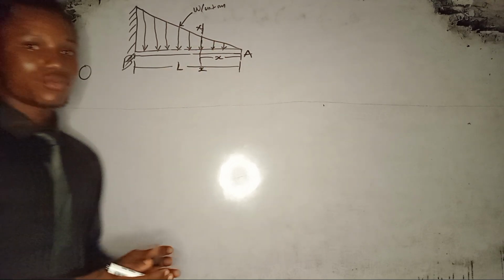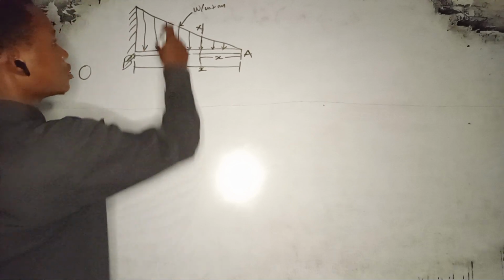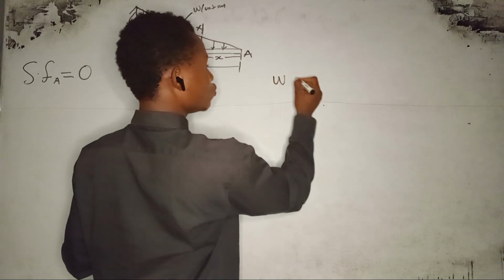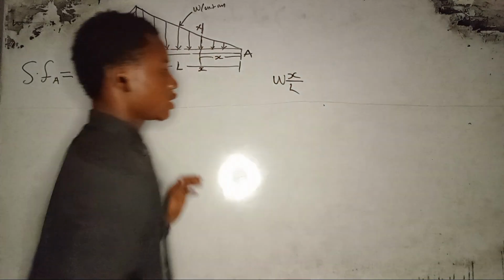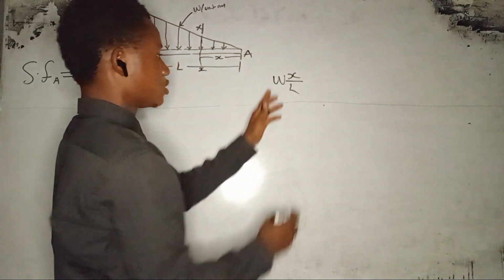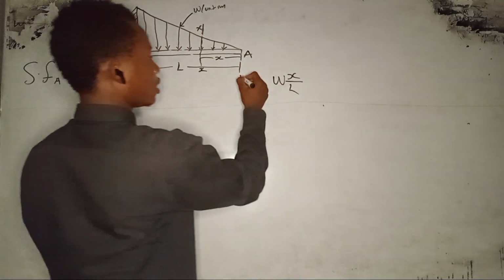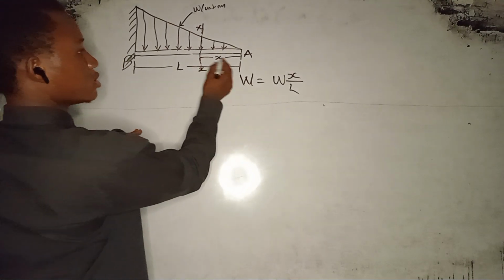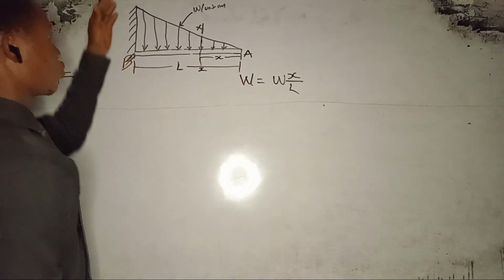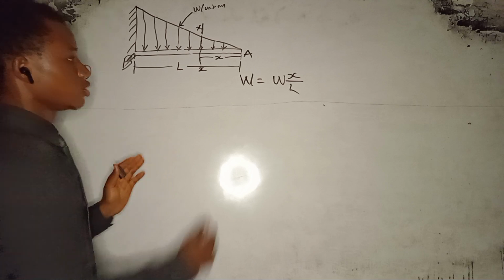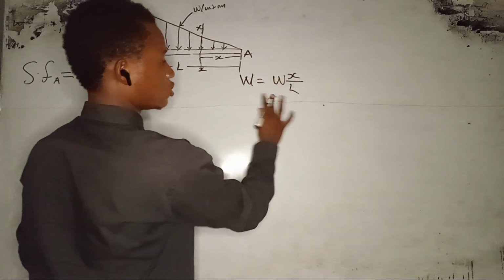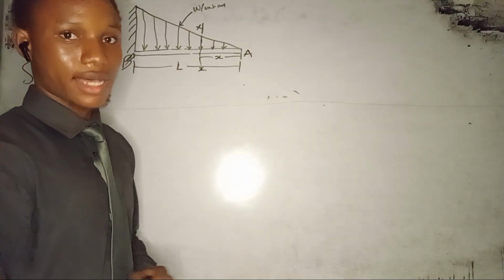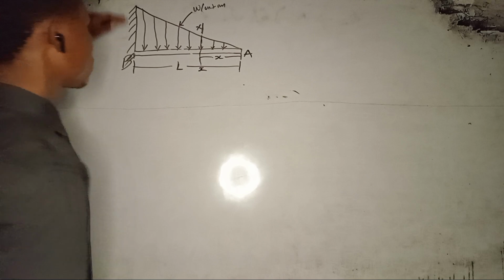But before we move on, we need to understand something: the load here is given by Wx over L. That is the total load, where x is the small distance while L is the total distance. So at the end point here, the total load will be given as W. That is how it looks. The load can also be interpreted as the height.